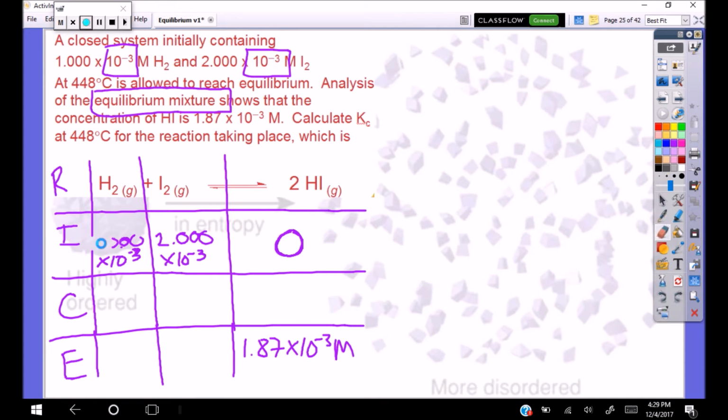I'm going to actually make this a little bit neater, so I apologize. 1.000 times 10 to the negative third. All right, that's a little bit more legible.